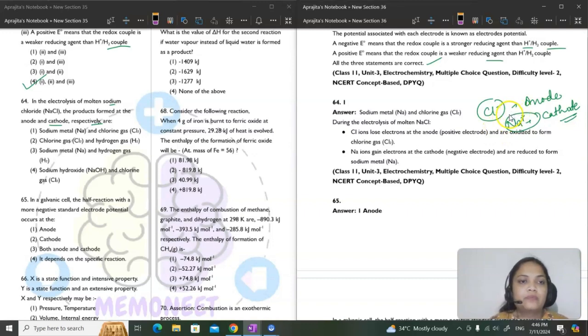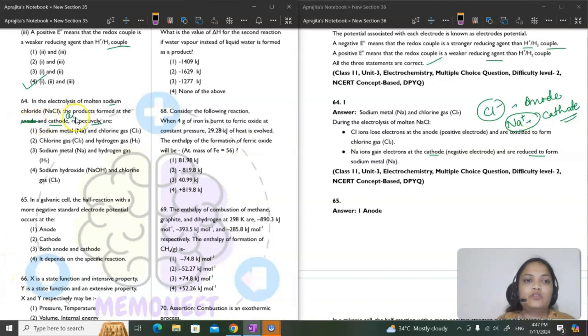Okay, so sodium metal at the cathode and chlorine gas at the anode. So here write cathode and anode respectively. So cathode पे sodium and anode पे chlorine. Answer is going to be option number 1. Okay.